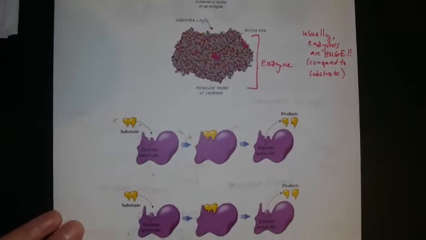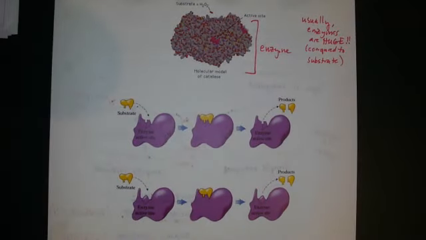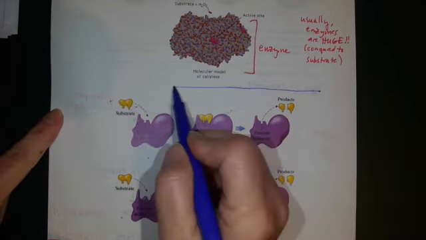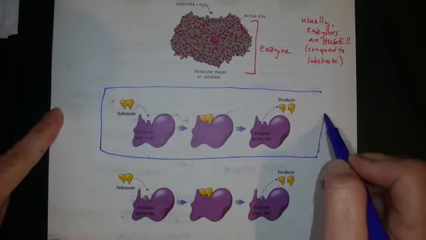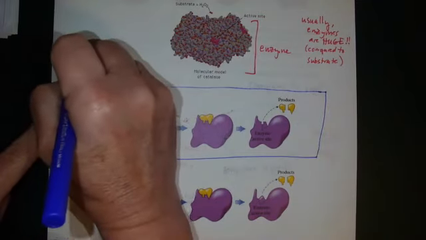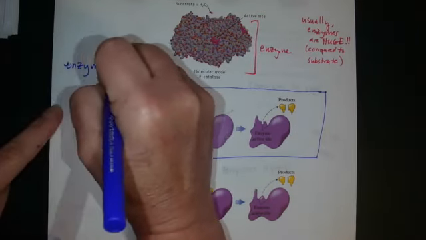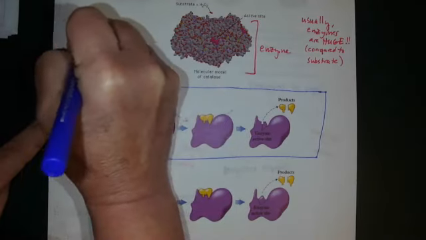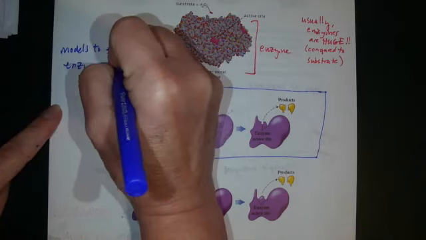We talked on the previous page about how there are two models to explain enzyme function, the lock and key model and the induced fit model. Let's look at this first one. These are the two models. So I'll say models to explain enzyme function.